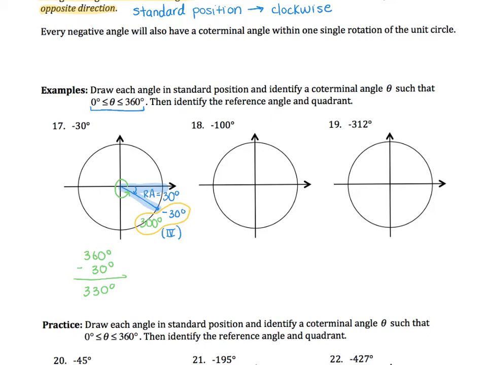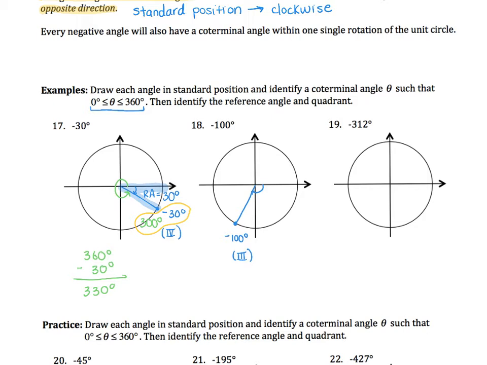Negative 100 degrees. All right, so that means that we are starting in standard position and going backwards 100 degrees. So we have to go back more than 90. We have to go back 100. So we have to nudge ourselves just past 90. So maybe that's here, minus 100 degrees. Okay, so we have landed ourselves in quadrant 3.